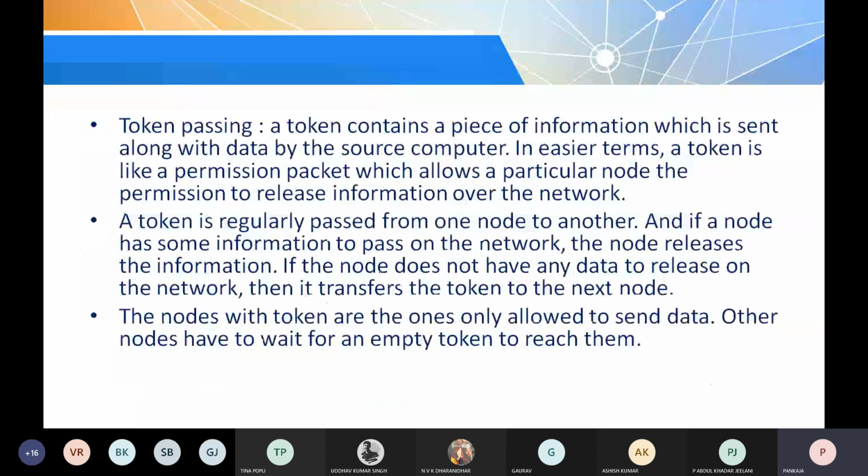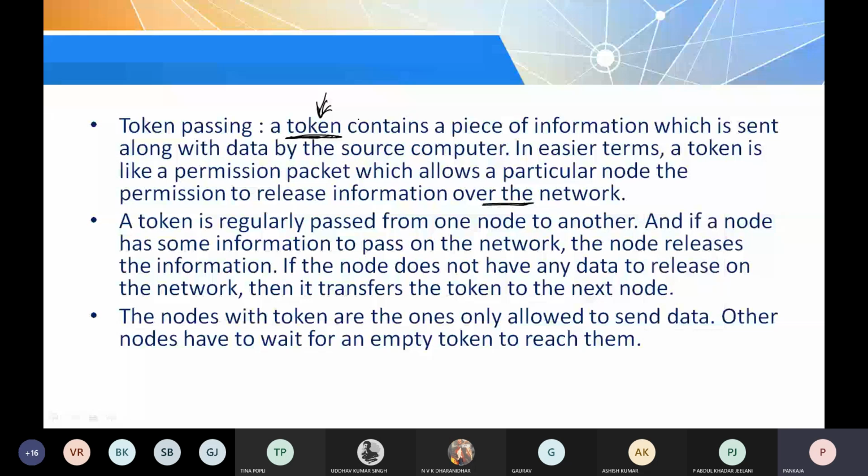So what is token passing here? A token contains a piece of information which is sent along with the data by the source computer. Token means everybody knows it will have some number assigned. So along with the data, it will send the token. In easier terms, a token is like a permission packet which allows a particular node the permission to release information over the network. Whichever device accepts this token is the destination, and it will release the data to that particular node in the network. How it will identify, that part we'll discuss later.